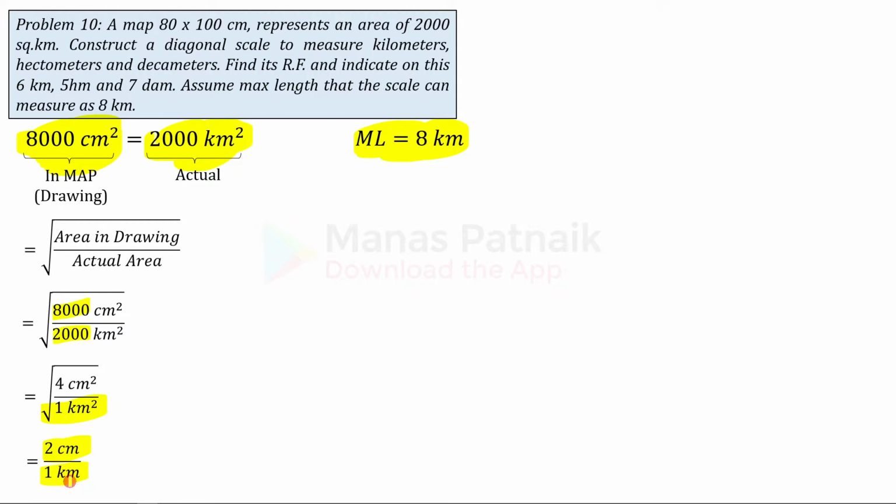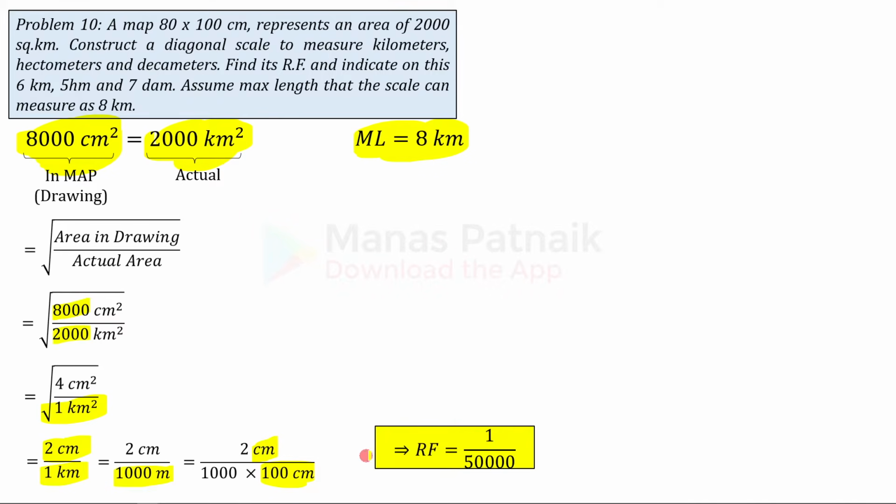Now you need to convert this kilometers into meters. So here it is. 1 kilometer is 1000 meter and 1 meter is 100 centimeters. Just do the math. Centimeter and centimeter will cancel out. 2 times of 50, 50 into 3 zeros. Here it is. Representative fraction. That is the first thing.